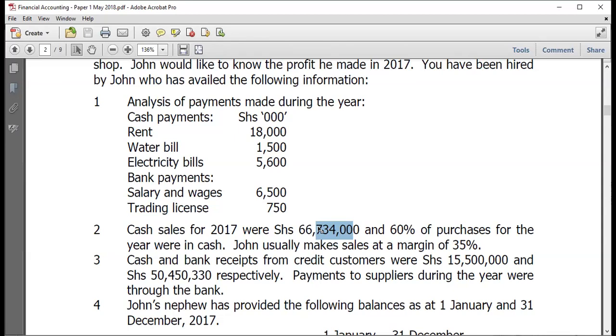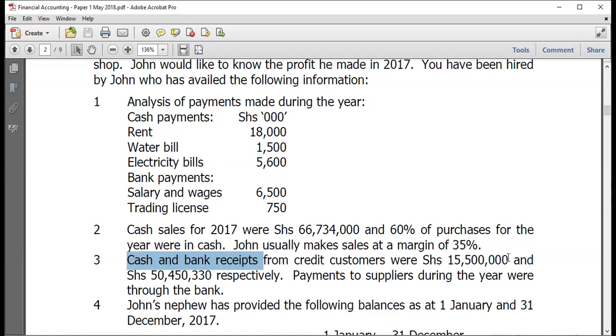Now, before I determine my purchases, let me first record a few things that I can see. Then I'll determine purchases later on, okay? And I do it also as a strategy to manage time, okay? Because this one is going to take me some time, let me first get what I can input immediately. I'll just leave this out for now. I will try to record this. They're telling me the cash at bank receipts from credit customers were 15 million, okay? So as this was direct sales that were sold on cash, we also have cash and bank receipts from credit customers.